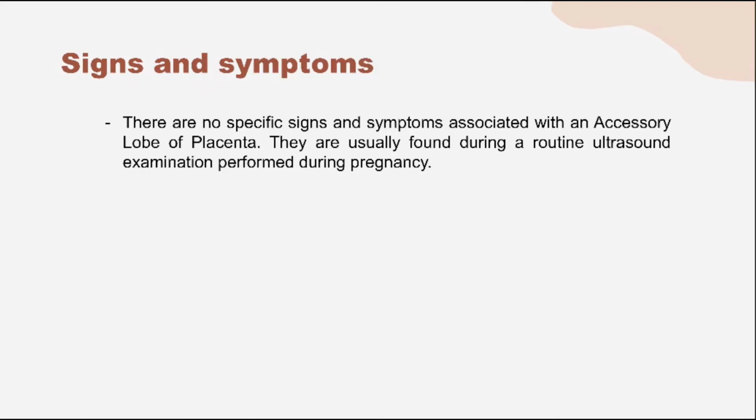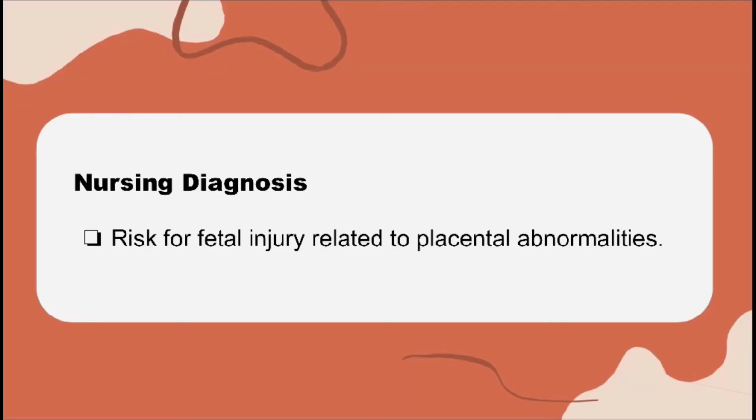As for its signs and symptoms, there are no specific signs and symptoms associated with an accessory lobe of placenta. Usually they are found during a routine ultrasound examination performed during pregnancy. Nursing diagnosis is risk for fetal injury related to placental abnormalities.